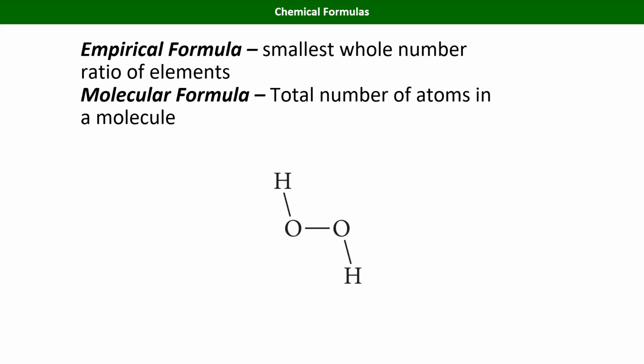So this is another fairly common compound. The formula for this compound would be H2O2. But that's not the empirical formula. The empirical formula, what's the lowest whole number ratio? It would just be HO, right? 1:1. But that doesn't tell you the whole story, because you can also have a different compound.